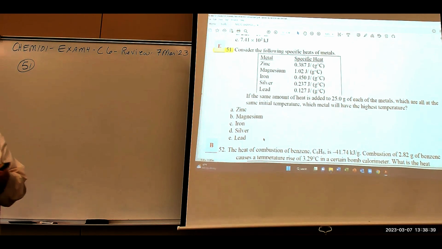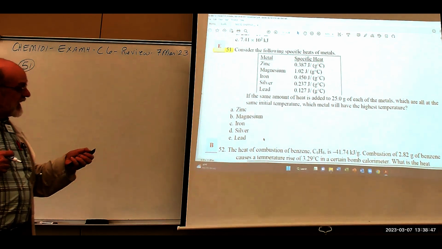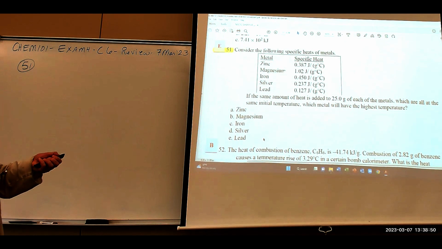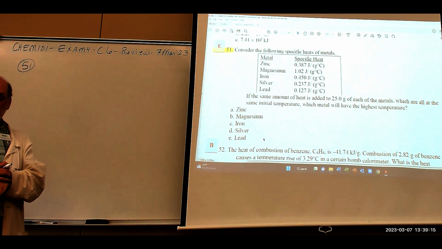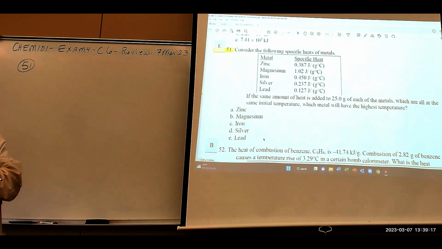It can't absorb the same amount of heat for the same temperature change. If you put the same amount of heat into say lead versus magnesium, then the lead's going to have to change a greater degrees in temperature in order to match the amount of heat that was put into the magnesium. So the one that will have the highest temperature is lead. It has the lowest heat capacity. It can't hold the same amount of heat for the same temperature change as magnesium, or any of the others for that matter.